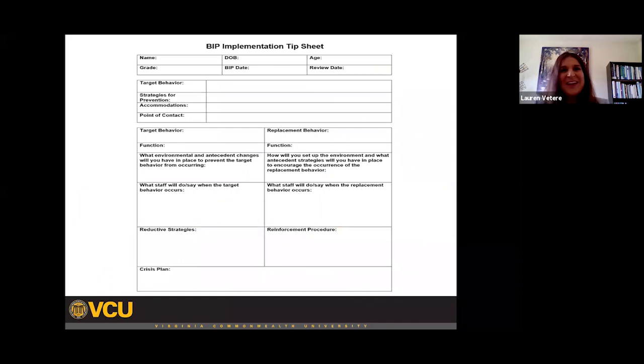Thanks, Noel. So here's an example of a BIP implementation tip sheet. It is also one page and is an overview of the BIP. And this form by no means takes the place of a full extensive behavior intervention plan, but it can be a snapshot for staff. And components to this could include target behavior, replacement behaviors, environmental factors, reductive strategies, reinforcement procedures, just to name a few.